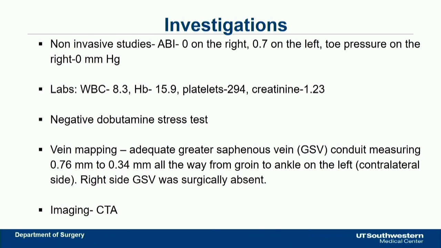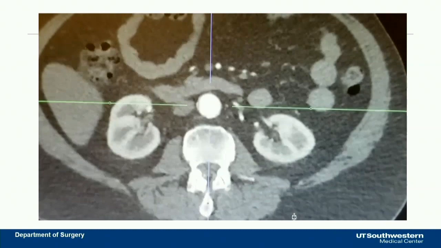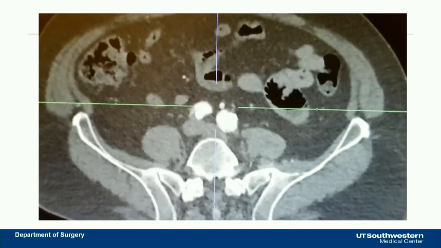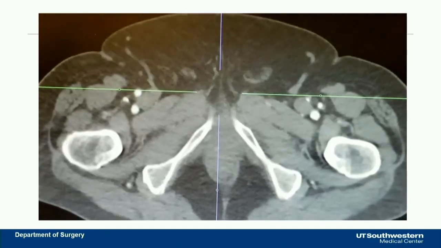We did a vein mapping, which showed a good conduit on the left leg. The right leg vein had been harvested for his CABG. We then did a CT scan, which showed that he had a patent aorta with a small aneurysm. His bilateral hypogastric arteries were diseased, and he had diffuse disease in his external iliacs on both sides.